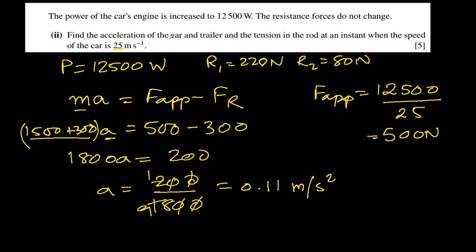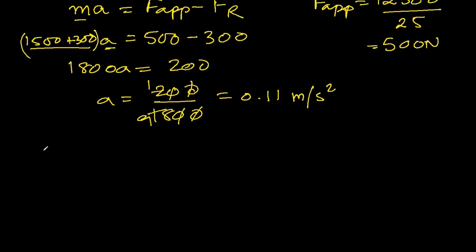Okay, the second thing we have to find is the tension. So let's redraw the system again, which will help us to draw the tension. This is the car, connected with the trailer. There's a resistive force here which is 220 newtons. There is a resistive force here which is 80 newtons. Tension is here. Let me write T here. So let's focus only on the car. Only the car will give us tension. I can take the trailer also, but I prefer the car.